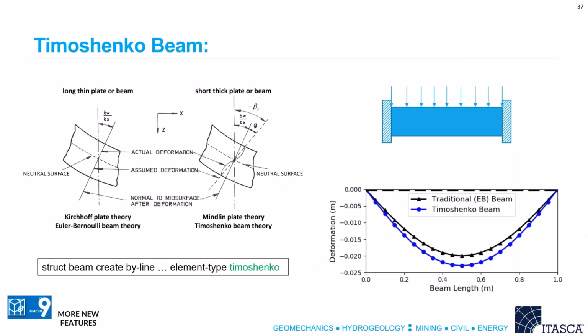So again in version 9 we have one more option for Timoshenko beams. So we have the option to choose the beams based on the Euler-Bernoulli beam theory or Timoshenko beam theory. So Timoshenko beam theory is actually considered for short and thick beams. And classical is considered for long and thin beams.